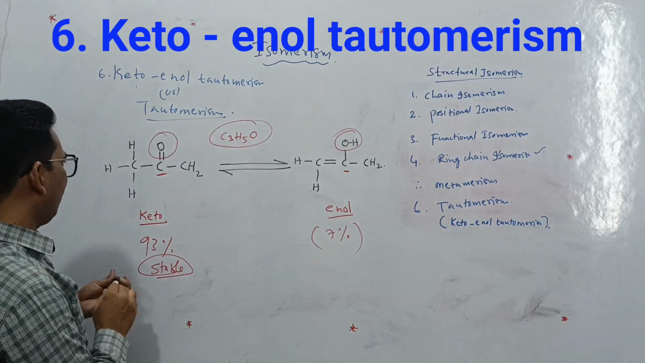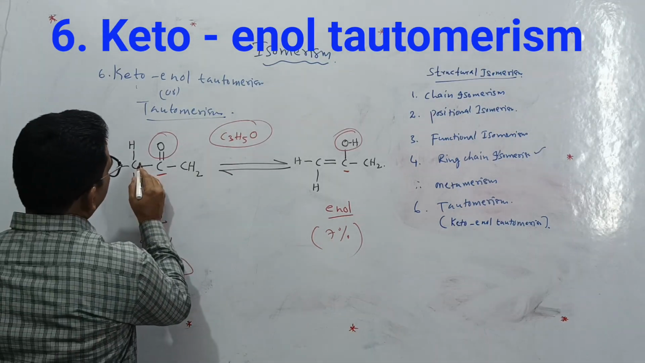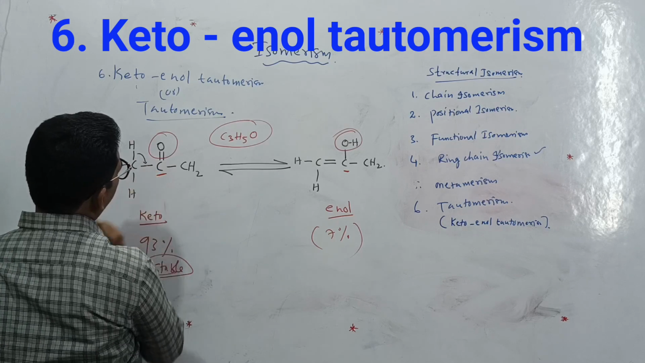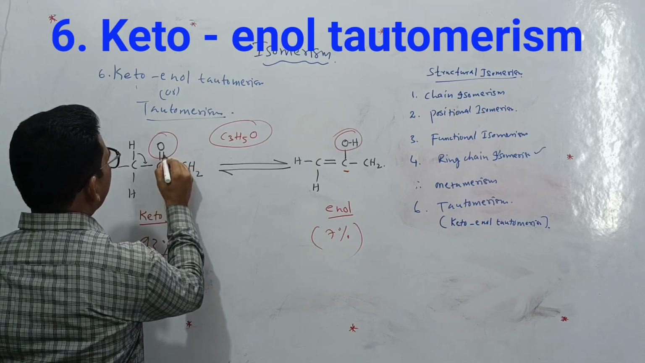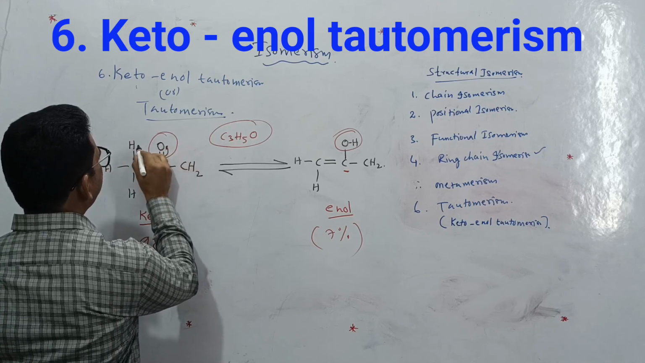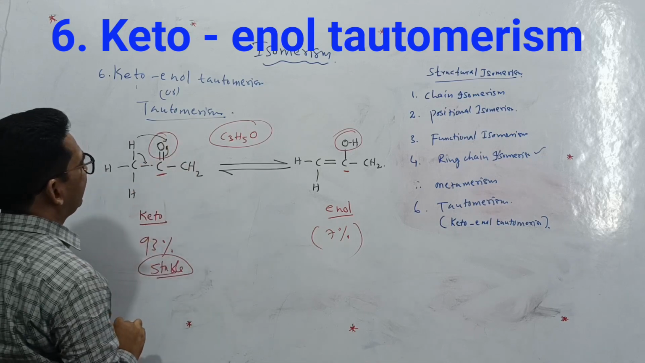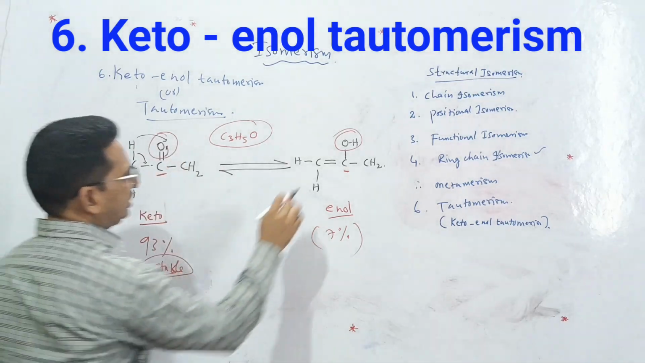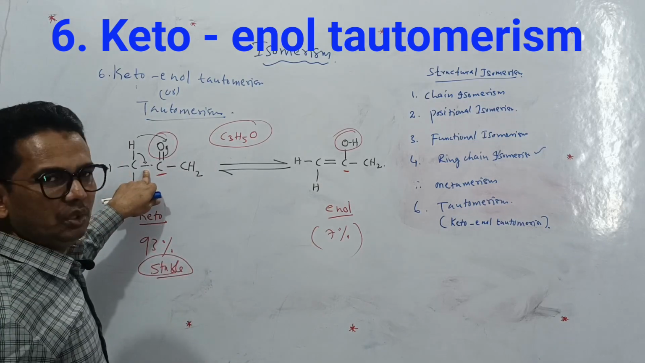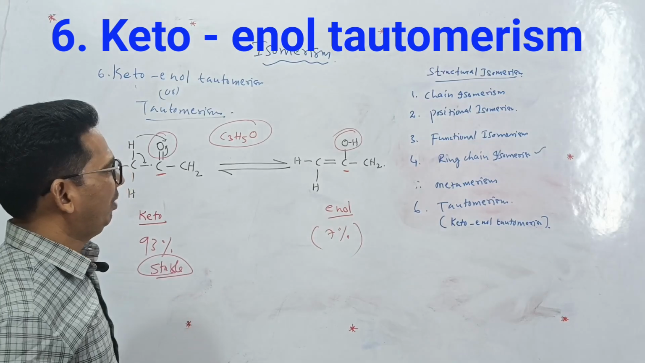But see how the keto form is converted into the enol form. Just see what happens here. It forms the double bond. These electrons will go here. When they go here, it will take up the hydrogen. That's why it becomes OH. And it becomes a double bond, due to the transfer of the electrons here.